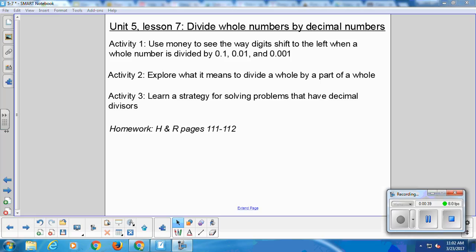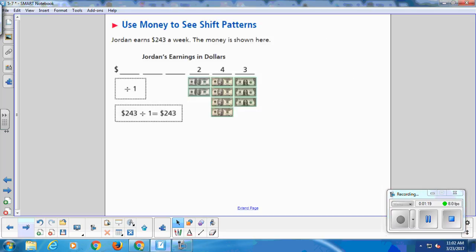We're going to use money because money has those decimal numbers that we know and love and are easy to follow, right? We're going to use money to see the way digits shift to the left when a whole number is divided by 1/10, 100th, and 1,000th. If you look real quick at that place value chart in the back, we were talking about those shifts with the multiplication. So now it's just the opposite with division, right? Because division is the opposite of multiplication. We need to make that connection.